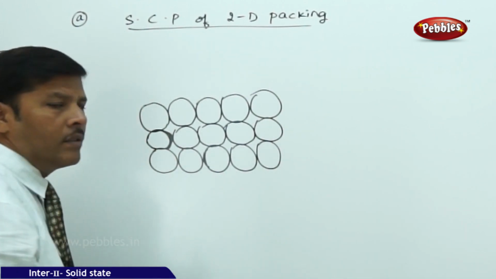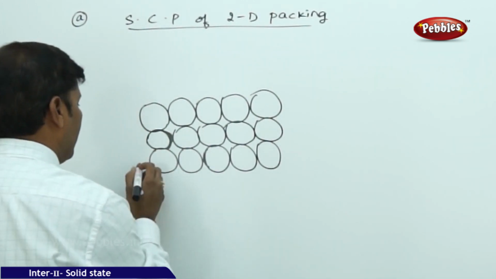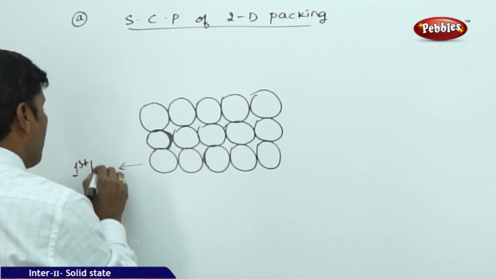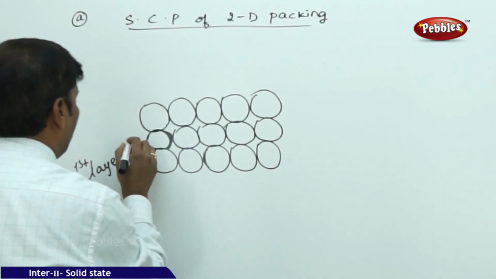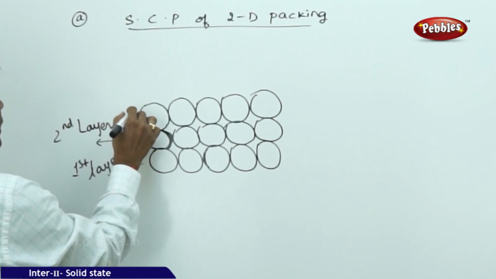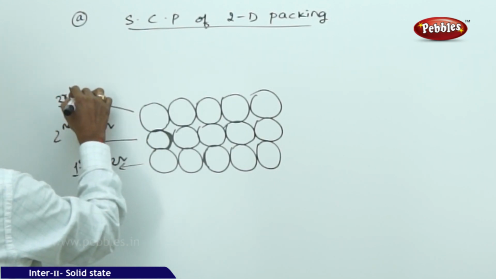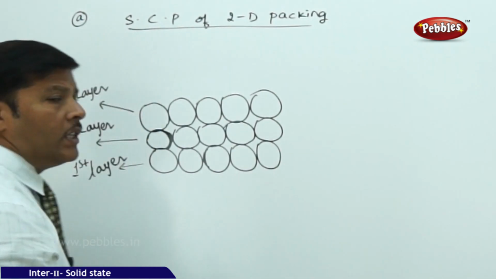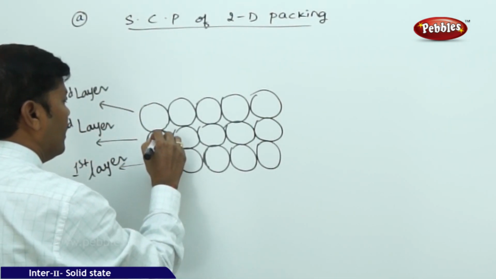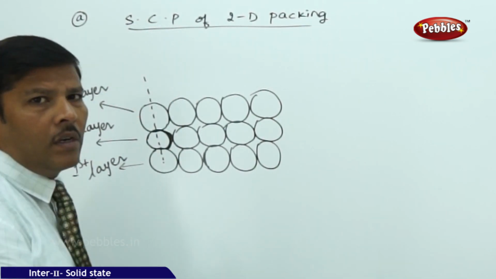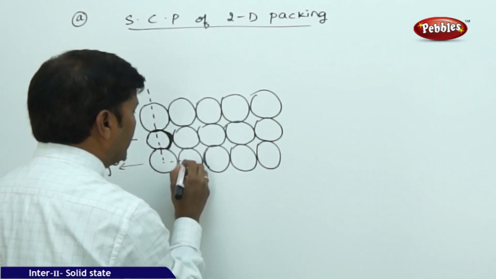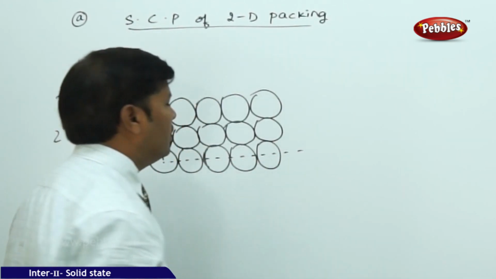What we are noticing here is, suppose this is the first layer, then this will be the second layer, then this is the third layer. If you take a vertical plane like this, all the spheres are one above the other, they are trying to superpose, and in the horizontal plane also you can find that all of them are in the same plane.